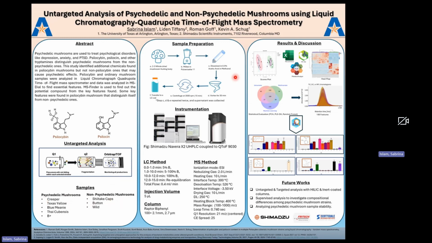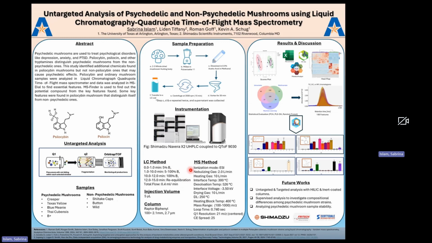In the sample preparation step, we took 2 to 3 whole dried mushrooms, milled and pulverized them. Then we dissolved the powder in 0.5% acetic acid in methanol. We vortexed, centrifuged, and collected the supernatant. Then we repeated steps C, D, and E again, collected the supernatant, mixed it, and transferred it to an LC vial.